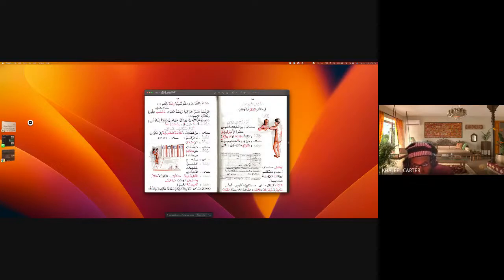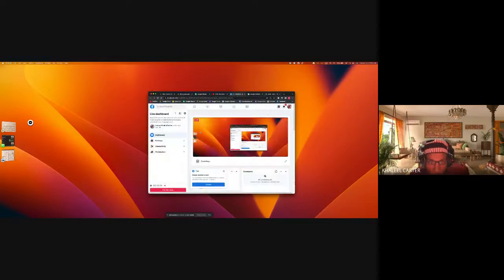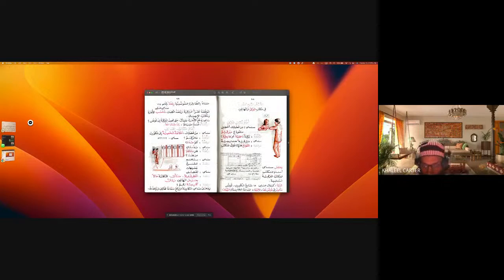Min fadlik. Altini namudaj barqiyah. So he's saying, please give me a form. Now namudhaj here is an istimara or talab, a form, a form application. What kind of form is it? It's namudhaj barqiyah, which is the telegram form. So depending on the type of form, that's what you put there.